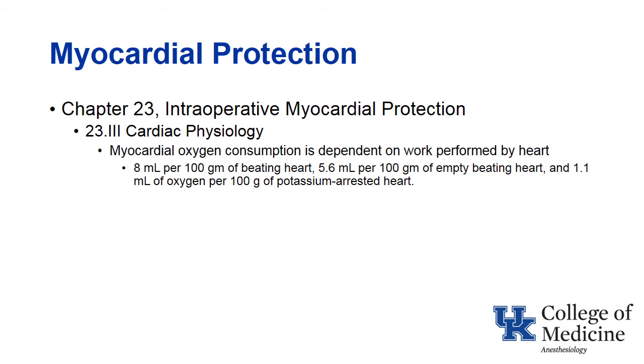Just to reiterate and remind you of the difference in oxygen consumption as affected by the work performed by the heart. The oxygen consumption is 8 mils per 100 grams of beating heart, 5.6 mils per 100 grams of empty beating heart, and 1.1 mils of oxygen per 100 grams of potassium arrested heart. So quite a significant difference between the beating heart and the arrested heart.